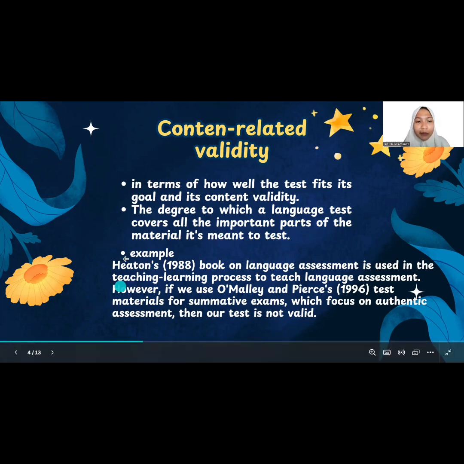The example in this material is about Heaton's 1988 book on language assessment, which is used in the teaching-learning process to teach language assessment. However, if we use O'Malley and Pierce's 1996 test materials for a summative exam which focuses on authentic assessment, then our test is not valid.